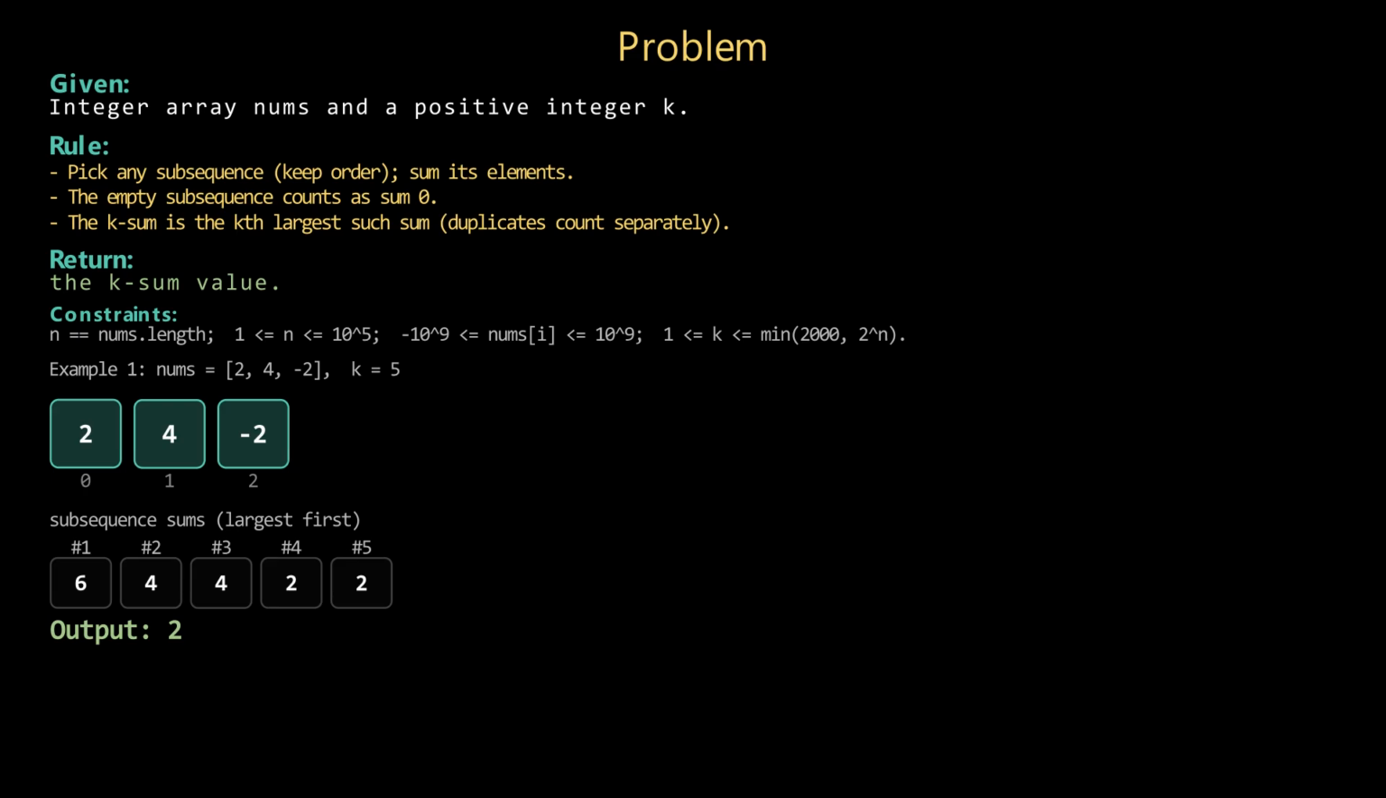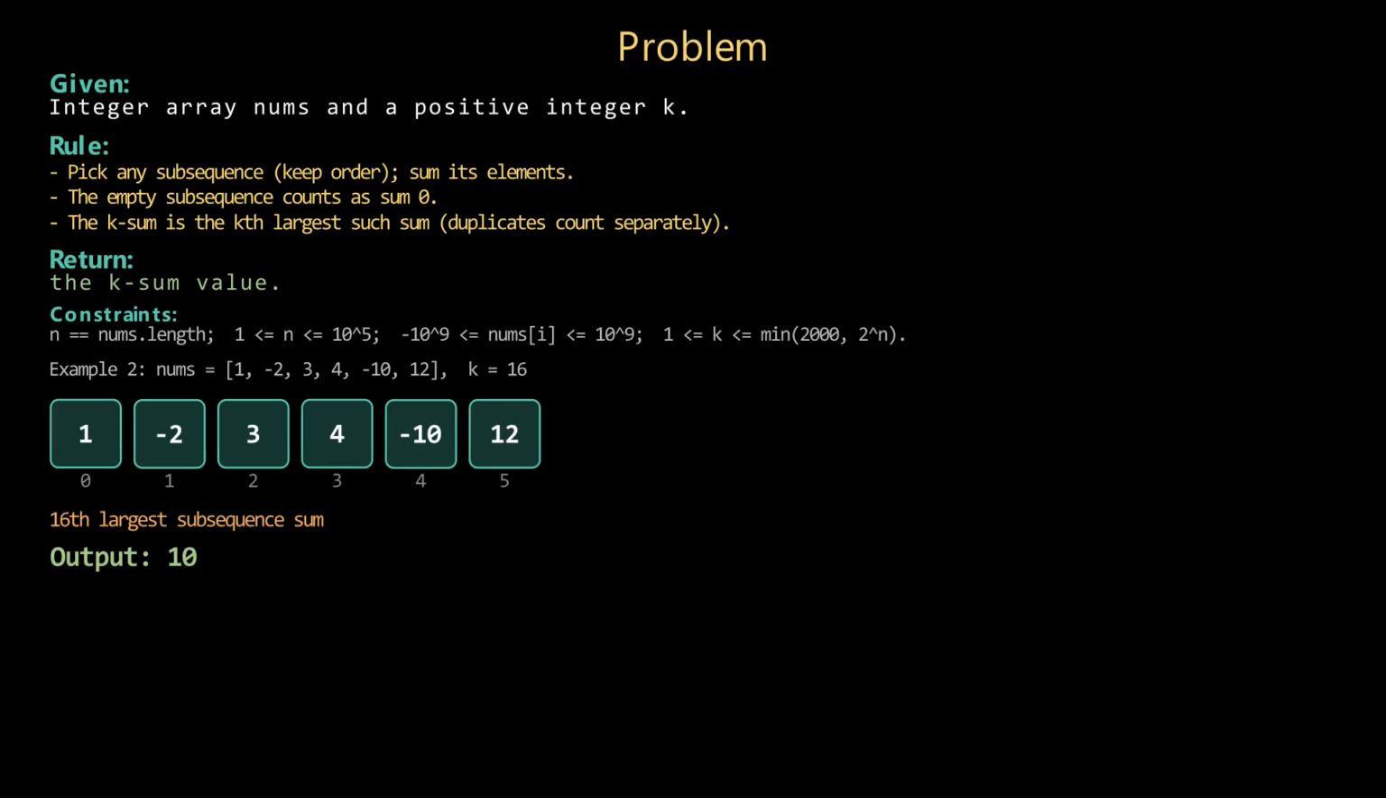List every subsequence sum, largest first. The top sum is 6, from 2 and 4 together. Next come 2 4s. Then 2 2s, the fifth largest is 2. The output is 2.